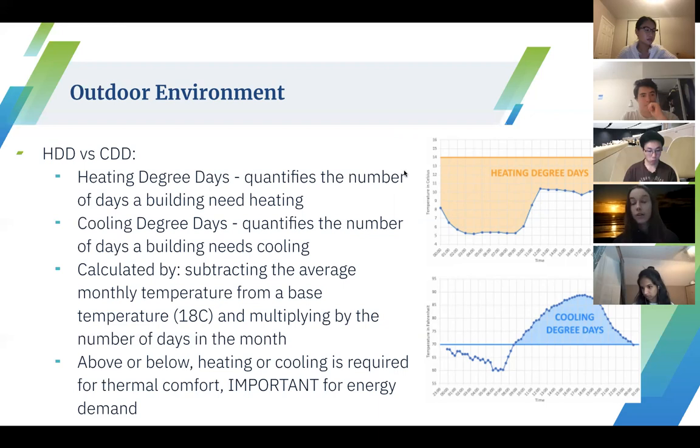To calculate it, you just subtract the average monthly temperature from a base, which is usually around 18 degrees Celsius, and then you multiply that by the number of days in a month. So it's pretty simple. And then above or below that, heating or cooling is required for thermal comfort, because obviously you want a certain kind of body-like temperature in your space. So it's very important to know this calculation for energy demand. Next slide.